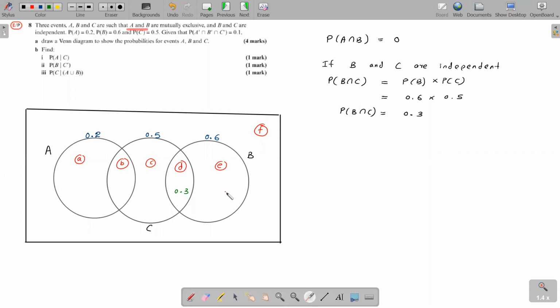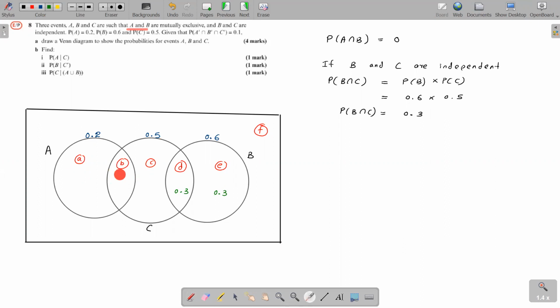Okay, so with this, let's find what we can find. I can find the value of region E. If this region D is 0.3, then 0.6 minus 0.3 gives me this answer also as 0.3. Okay, and then what about the others?